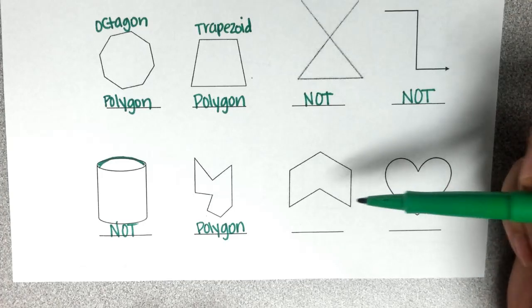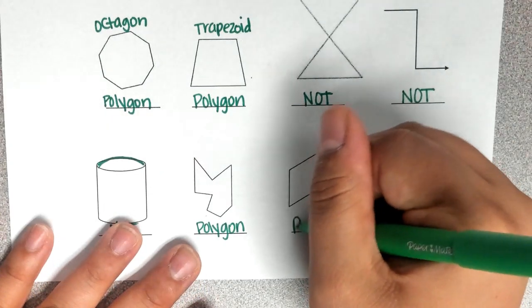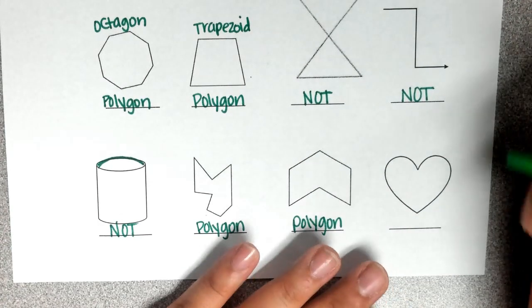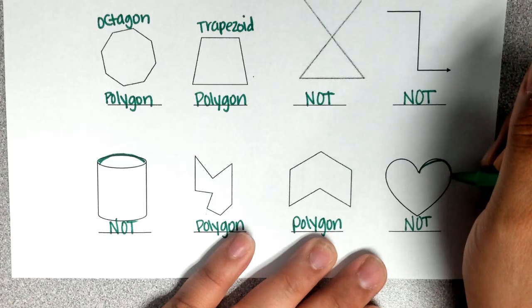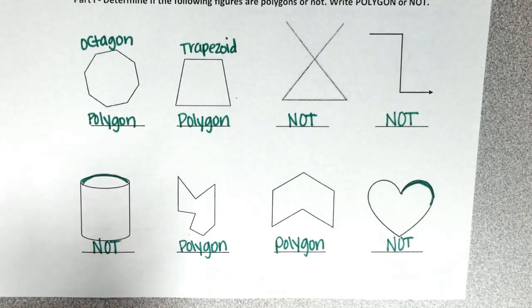What about this? An arrow or chevron, depending on what you want to call it. That's a polygon. And what about my heart? It curves, so it's not. Are we all okay with this front page?